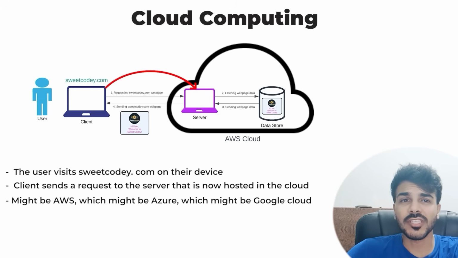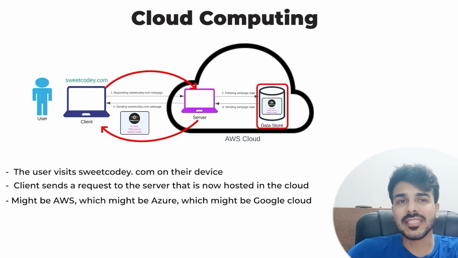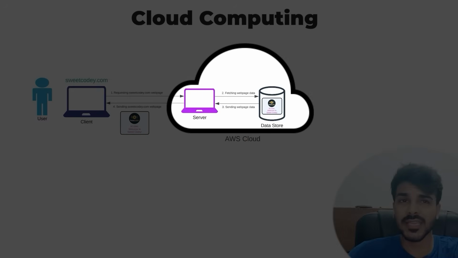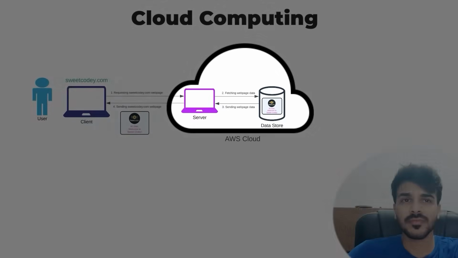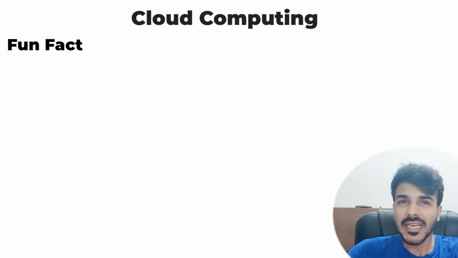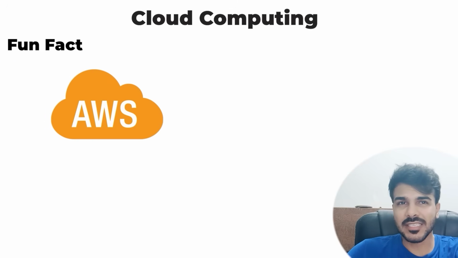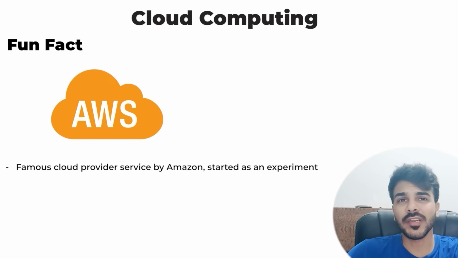The server then fetches your data from the data store, and finally the server sends the web page back to the user's device. So all this part that is highlighted here is actually rented from the famous cloud providers. By the way, a fun fact. Did you know that AWS, which is the famous cloud provider service by Amazon, started as an experiment?